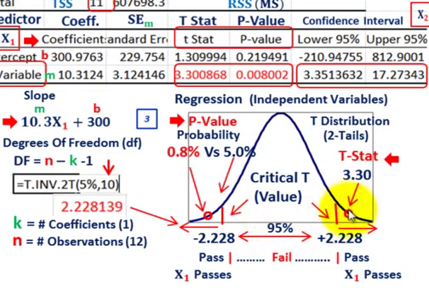So we're greater than that, so we passed the test. So the deal is here, if it would be less than 2.28, or in between minus 2.28 and plus 2.28, we would fail the test. But because it's greater than 2.28, at 3.30, we passed the test. So x1 is significant here.